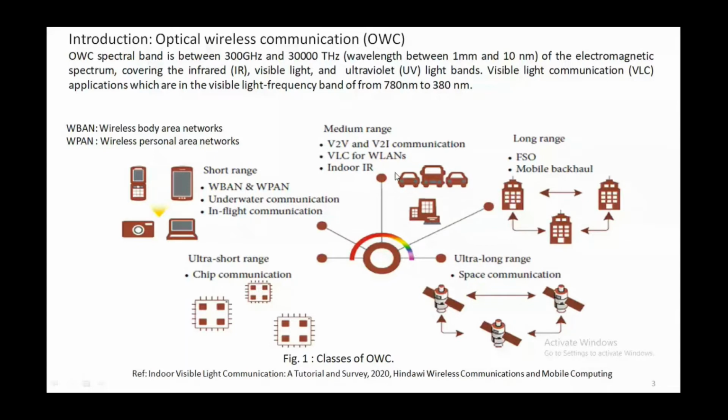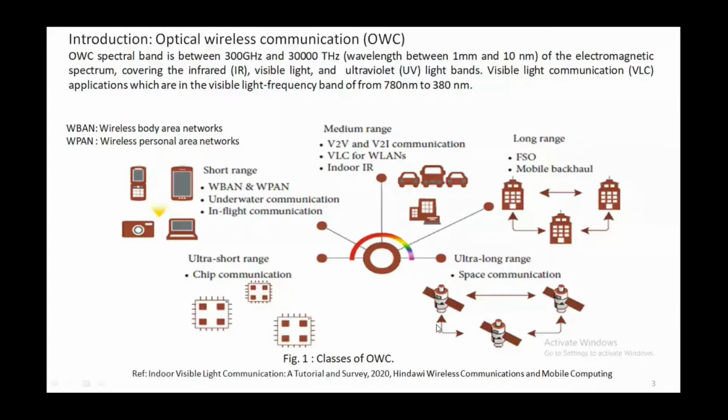Then long range, up to 10 kilometers or more, uses free space optics, and in our mobile communication they are used basically for mobile backhaul systems. Then ultra long range, more than 4,500 kilometers, that is the space communication between satellites and all the long distance communication. So these are the different classes. We are going to see how the VLC system, visible light communication system, is designed.